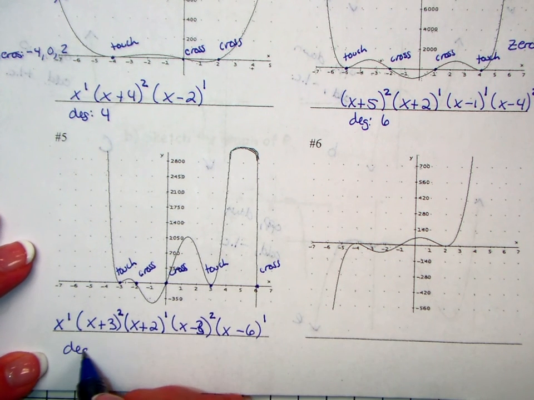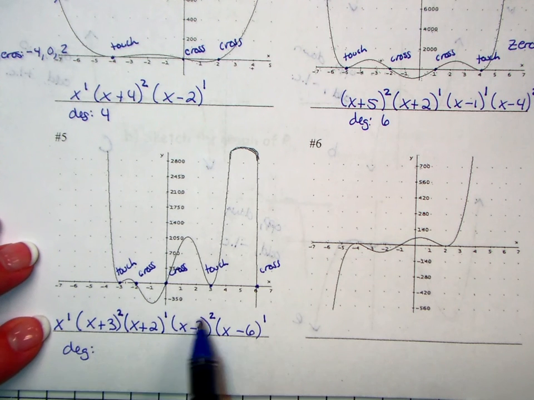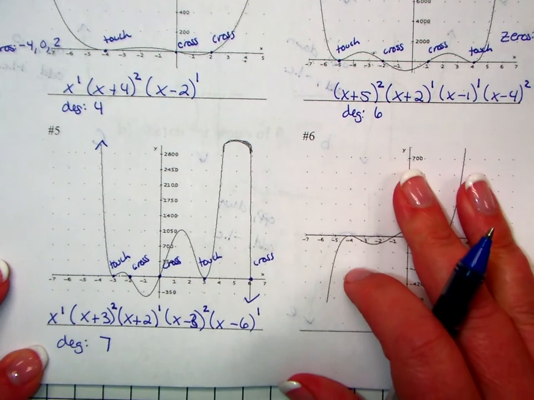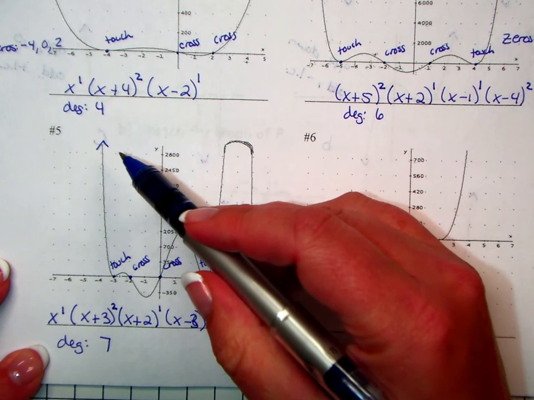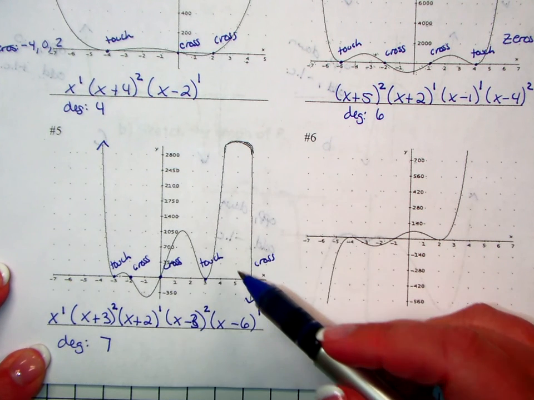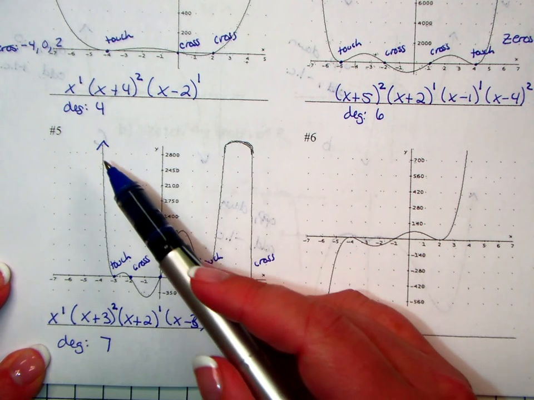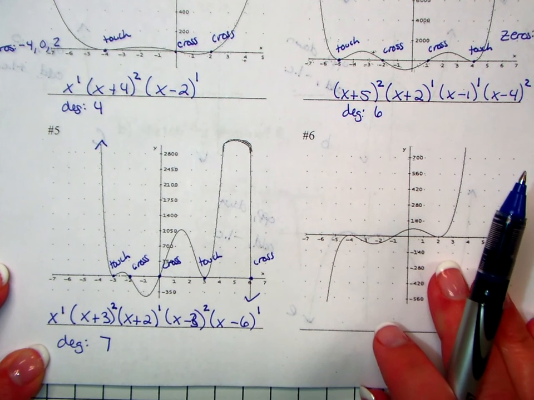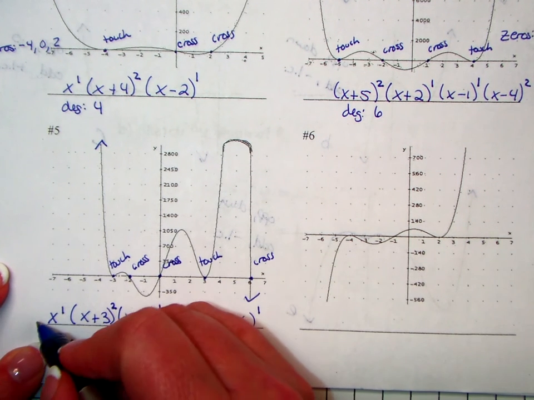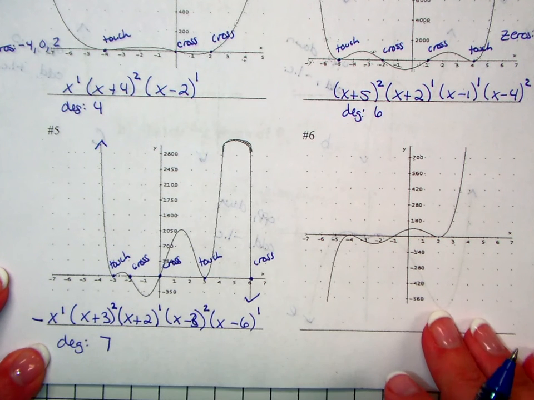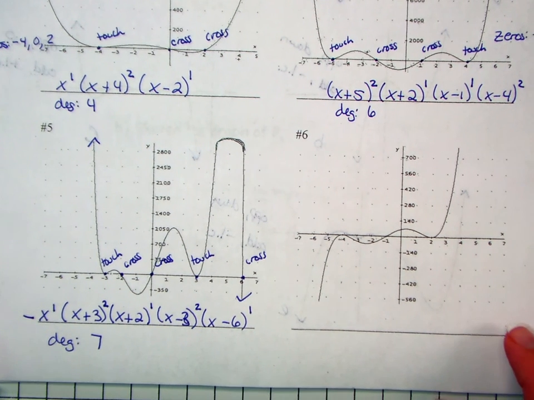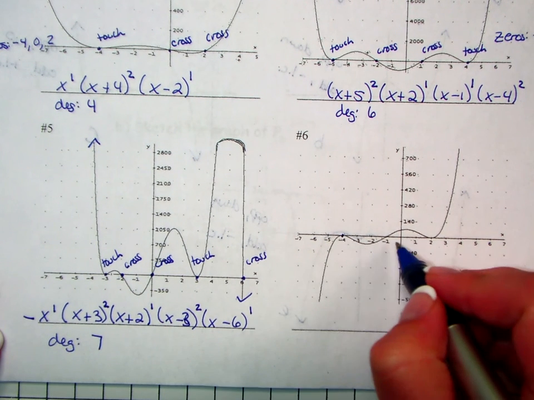So what degree is this? 3, 4, 5, 6, 7. Degree 7. So the end behavior should be opposite. Now this one's a little different because this end behavior is going down. Right? If I were to connect these two arrows, that means it should have a negative leading coefficient. So how do we do that? Okay, very simply, we just put a minus out in front. That's going to negate the first term.